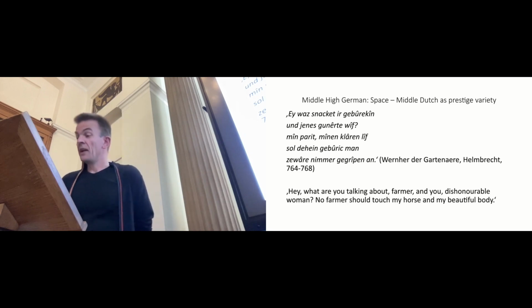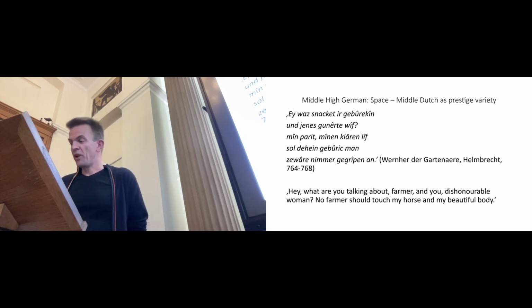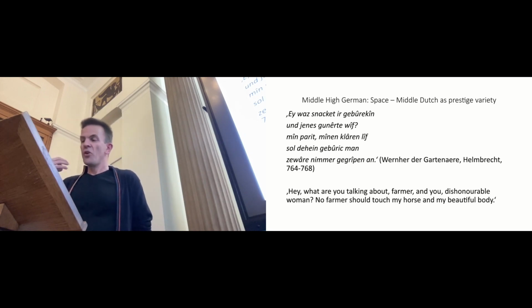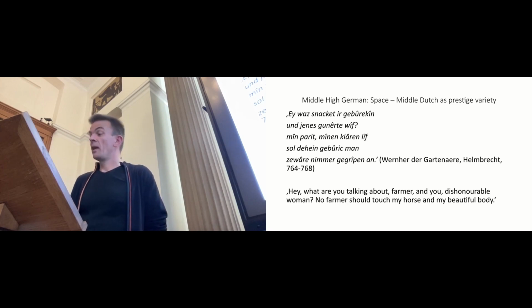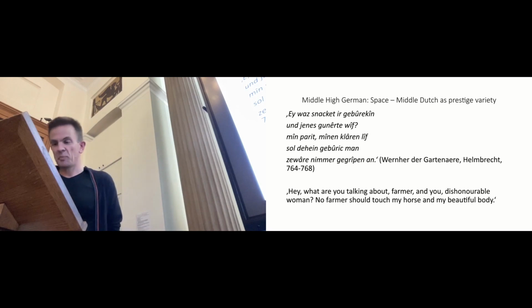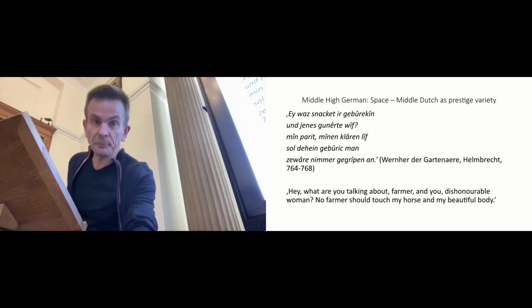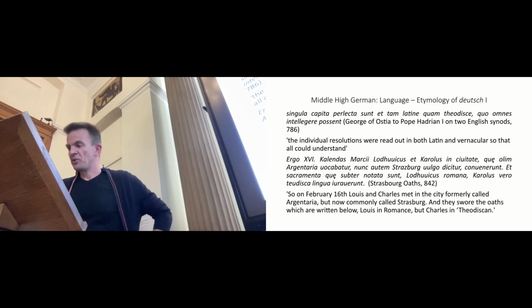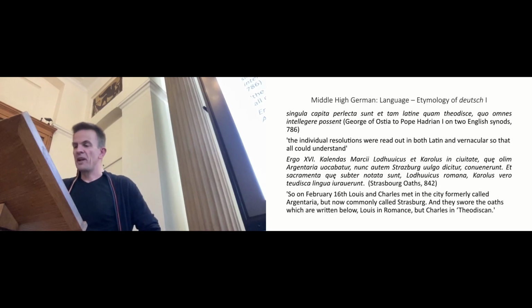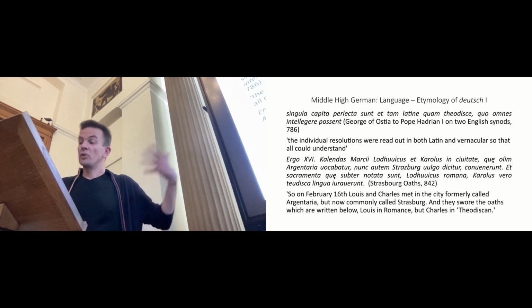Etymologically speaking, German descends from the reconstructed Germanic term "fidiscus," an adjective meaning pertaining to the people. Our first attestation of the term appears in 768, when the papal envoy George of Ostia reports on synods held in Germanic tribal areas. Like many texts of its time, it's written, of course, in Latin.